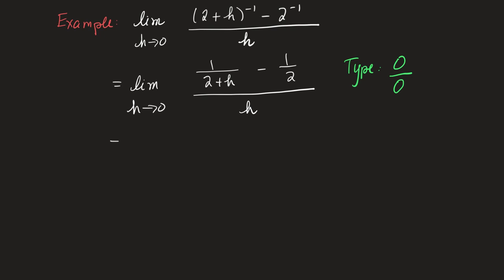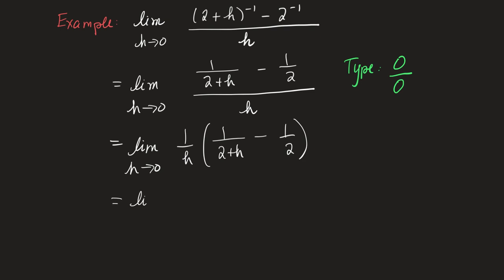So the first thing I'm going to do is pull that h out. I'm going to rewrite this in the following way. And next, I'm going to get a common denominator, and this then becomes the limit as h tends to 0, and I've got 1 over h.